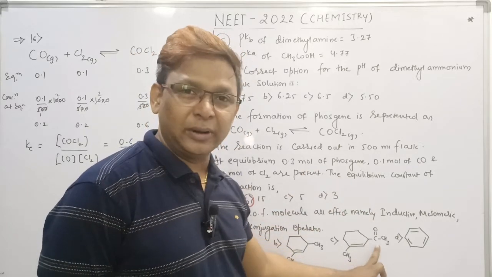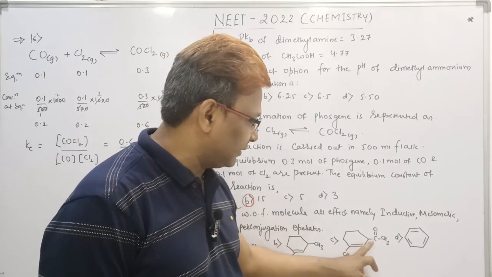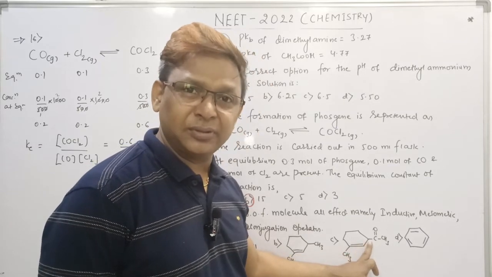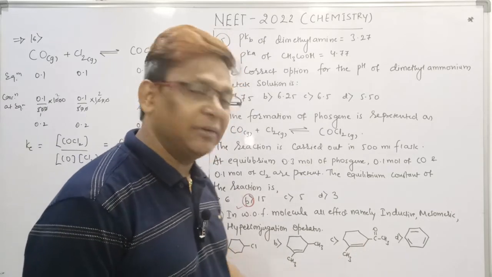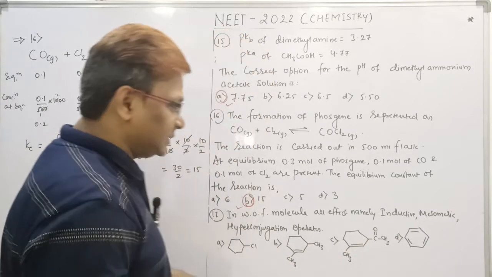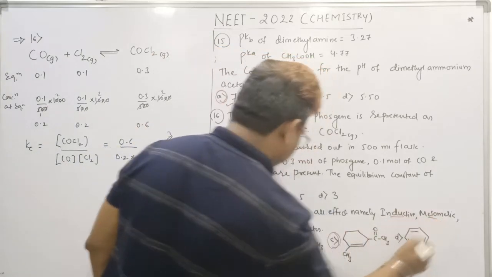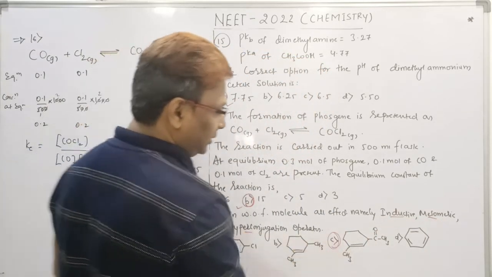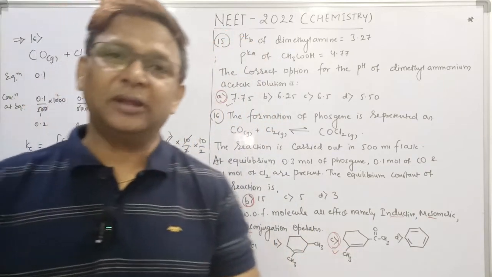minus M withdrawing, minus M is mesomeric. A pi bond is there, which means we should have an alpha carbon, and alpha hydrogen is also there, so hyperconjugation is there, and because of the CH3 it will have inductive effect. So answer C is the correct option, where all the effects, inductive, mesomeric, and even hyperconjugation, can operate. So option C is correct here. We'll go for other questions.